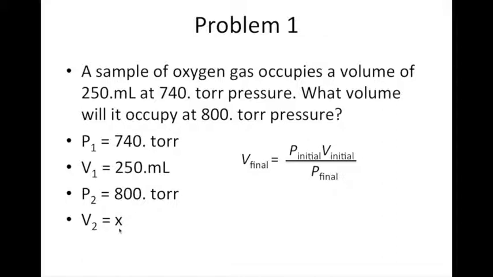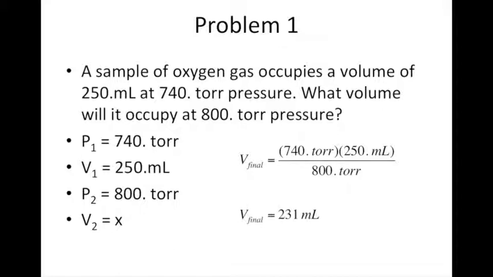So let's plug in our data. And now we just have to solve. If we solve for V final, we get 231 milliliters as our final volume. So be sure you understand the relationship demonstrated by Boyle's Law between volume and pressure. And be sure you can use that relationship to solve some problems.